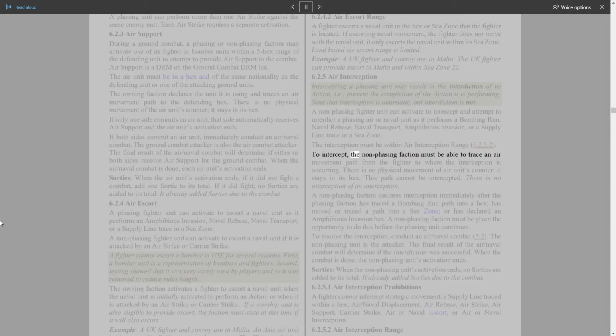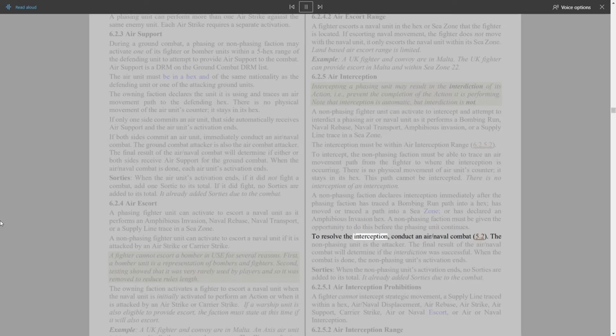To intercept, the non-phasing faction must be able to trace an air movement path from the fighter to where the interception is occurring. There is no physical movement of the air unit's counter; it stays in its hex. This path cannot be intercepted. There is no interception of an interception. A non-phasing faction declares interception immediately after the phasing faction has traced a bombing run path into a hex, has moved or traced a path into a sea zone, or has declared an amphibious invasion hex. A non-phasing faction must be given the opportunity to do this before the phasing unit continues.